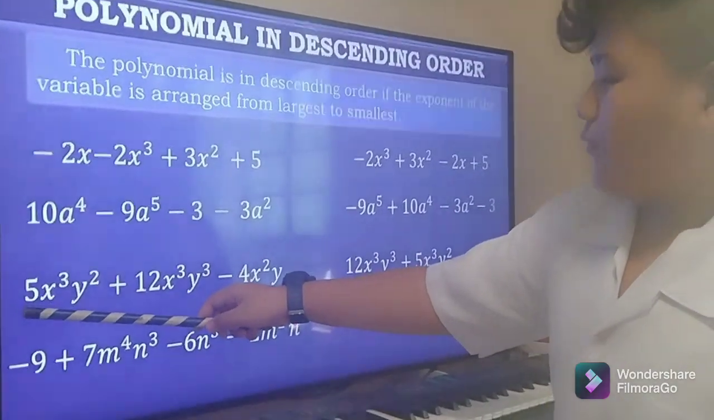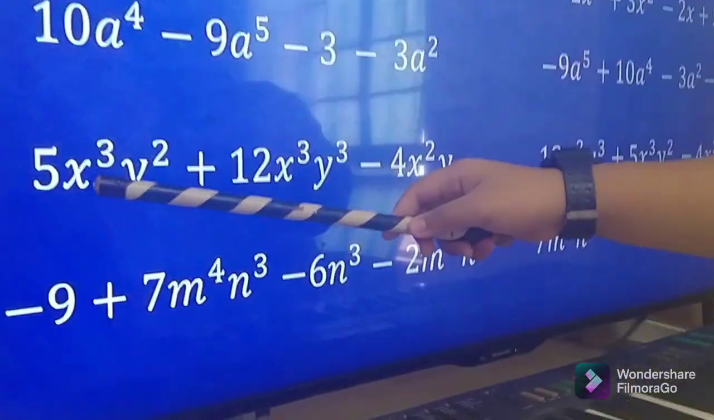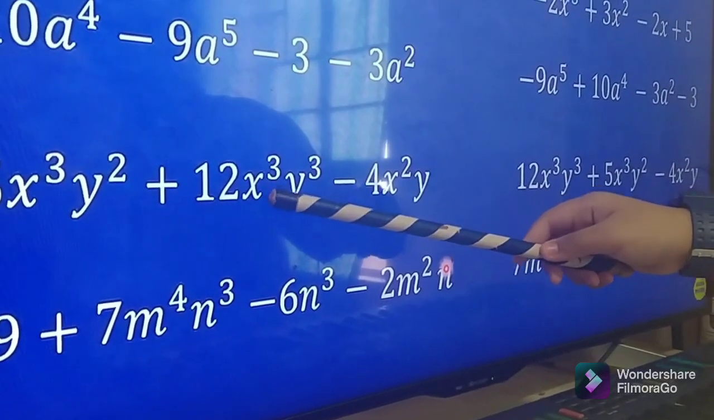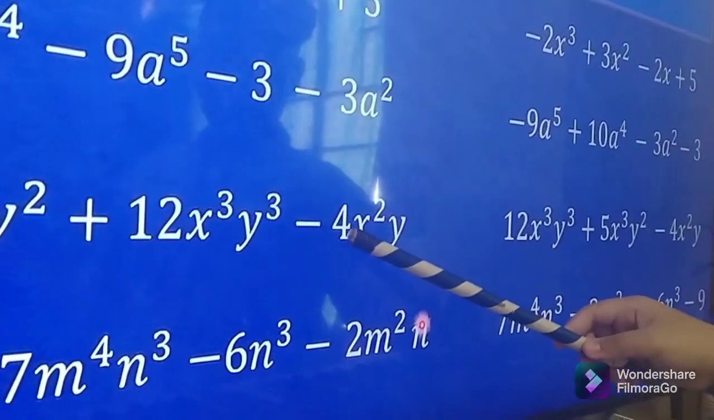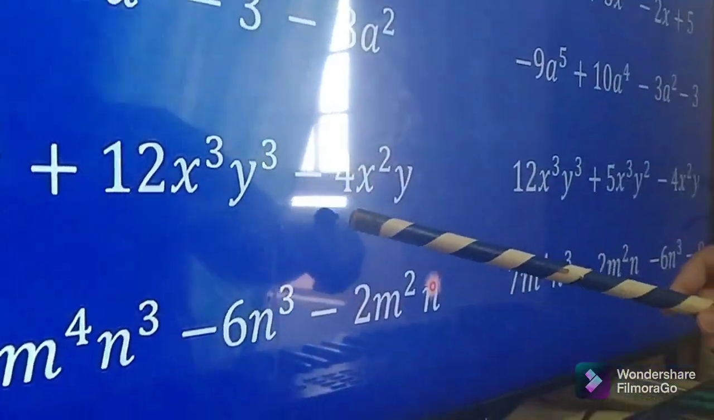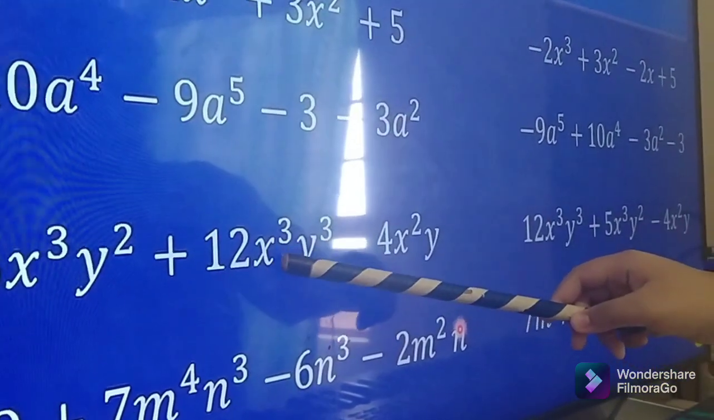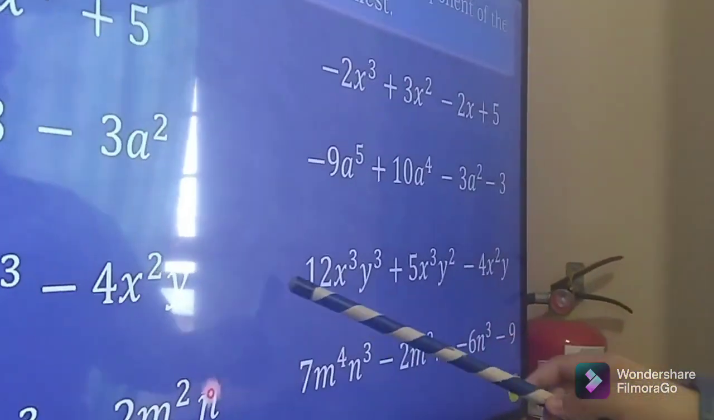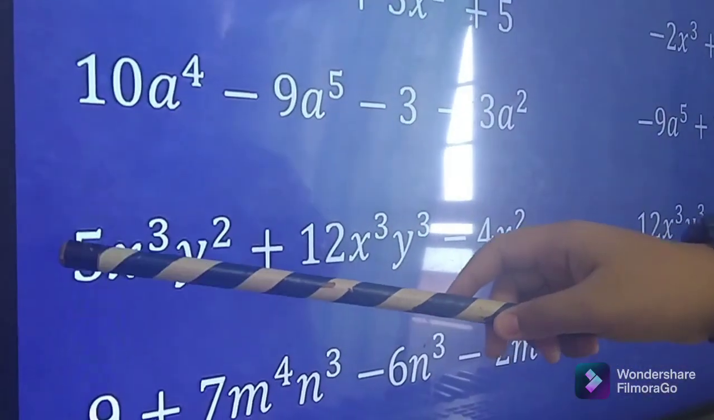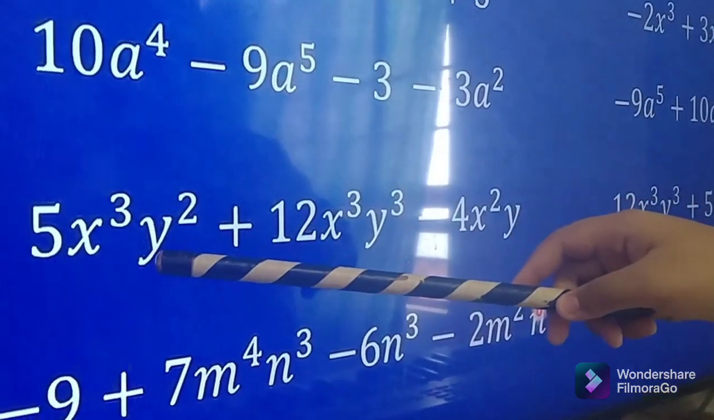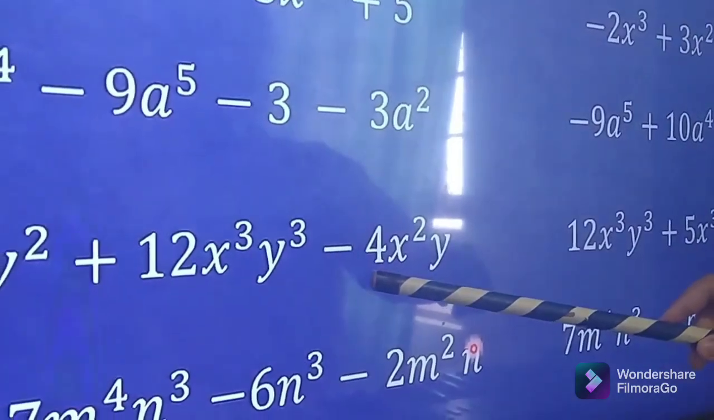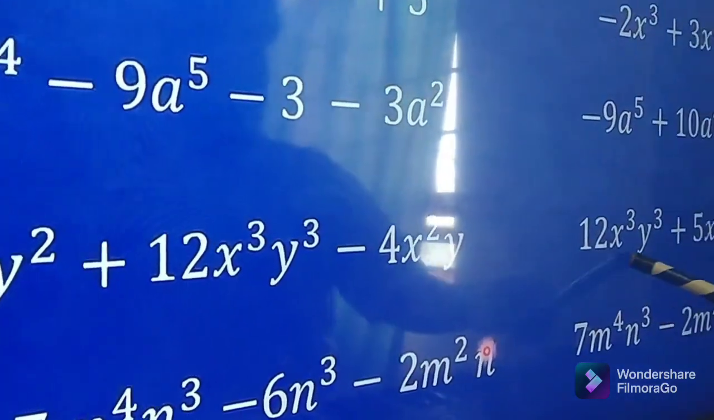Third example: 5x to the third power y squared plus 12x to the third power y to the third power minus 4x squared y. The largest and first term is 12x to the third power y to the third power. That will be our first term and the highest term. The second term will be 5x to the third power y squared. Our final term is 4x squared y.